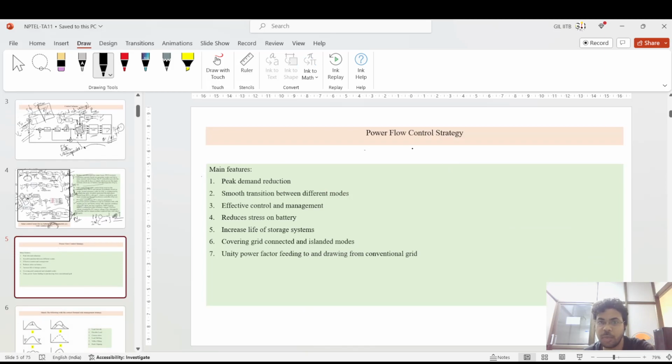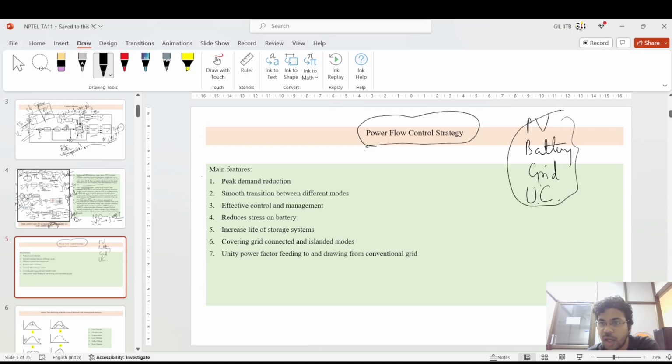And the most important thing is the power flow control strategy, because all the systems are there. You have a PV, you have a battery, you have a grid connected system, the grid is also there, and you have an ultra capacitor. All these systems are generating sources, from one side to the other. When to generate and how much amount, there should be a central control strategy. This central control strategy is a must.